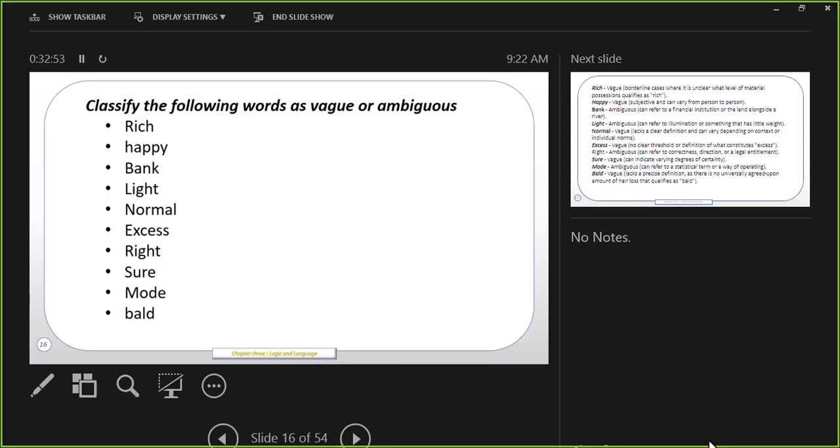Bank is ambiguous. Why? Because it has clearly known meanings. Because it has limited meanings. Bank can either be a financial institution or the edge of a river. The end of a river, yes. Right. It has clearly known meanings. The same thing is true for light.